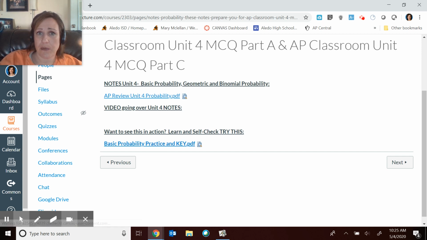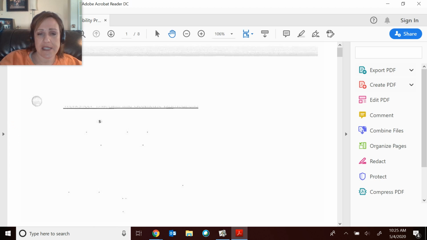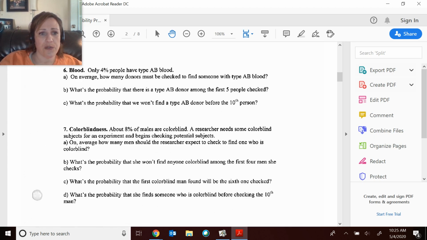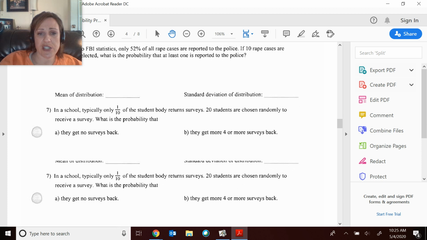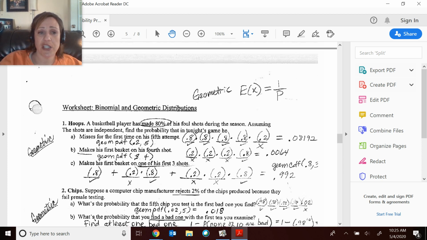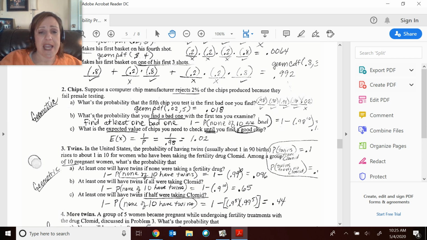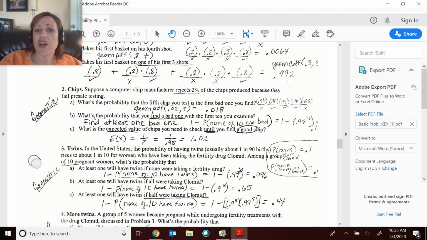And here's that basic probability key practice. So I've got 4 pages of practice, and you can look immediately at the answer. I even include how I put it in the calculator so that you could check yourself and see. Okay. Oh, and by the way, don't forget that the probability of at least 1 is 1 minus the probability of none. So 1 minus the probability that none are successes.